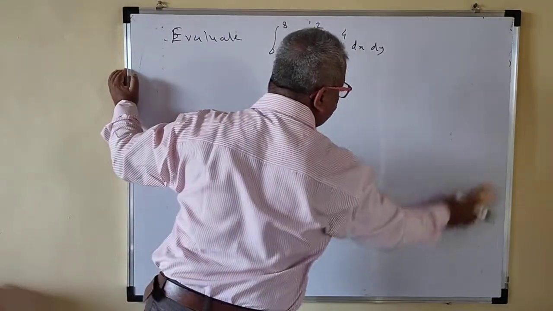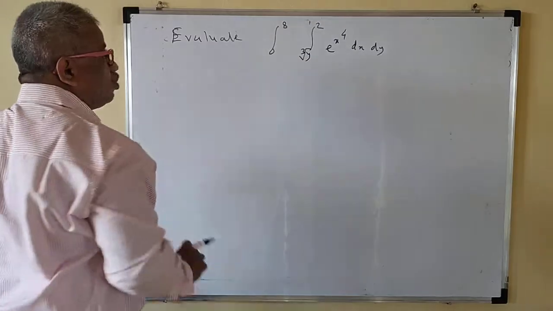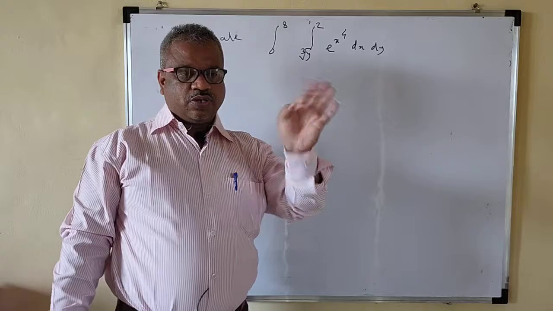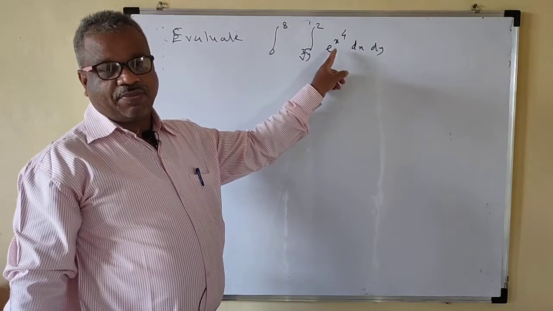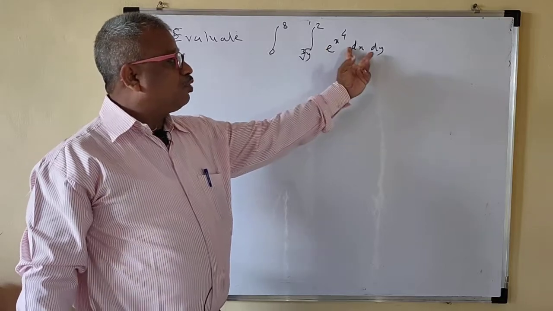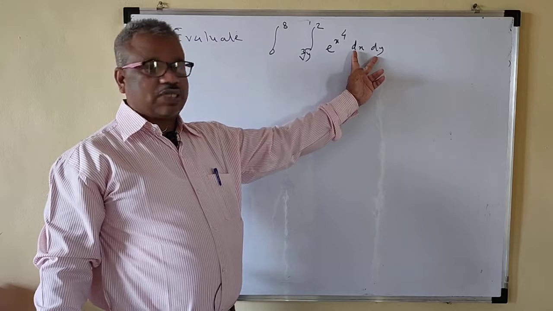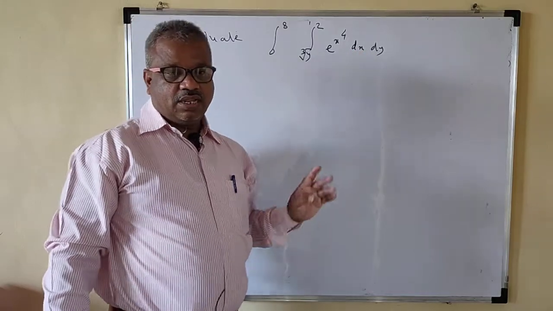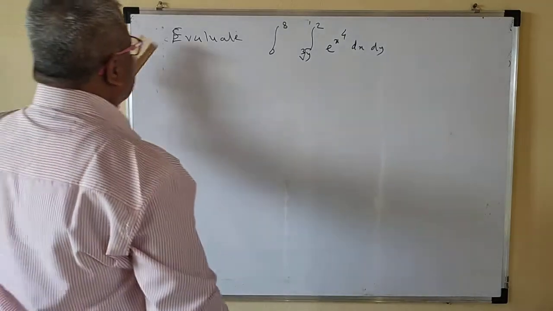Now see here, also e raised to x to the power 4 is there. Because we want to integrate this with respect to x now, and e raised to x to the power 4 is not integrable. Right? This is easily integrable with respect to y, because this is a constant function. That means we have to change the order of integration. We have to change this to dy dx. So we will change the order of integration.